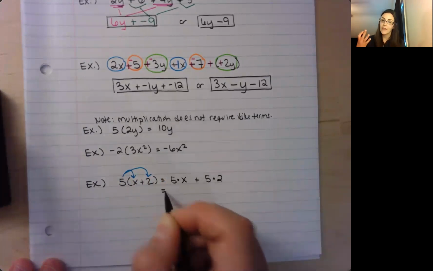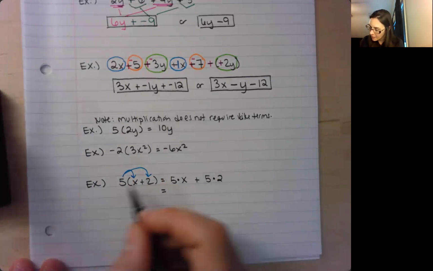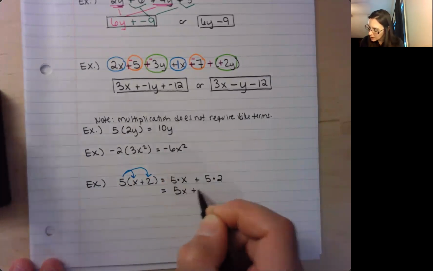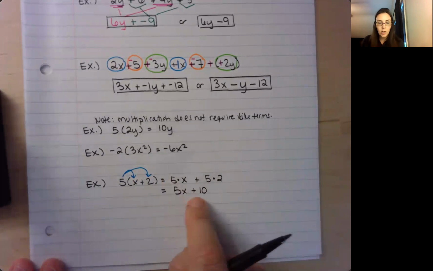And if you can do this in your head, that's absolutely fine. So I'm going to get a 5x, and 5 times 2 is 10. Now these are different terms, so I cannot add or subtract them anymore. I'm done.